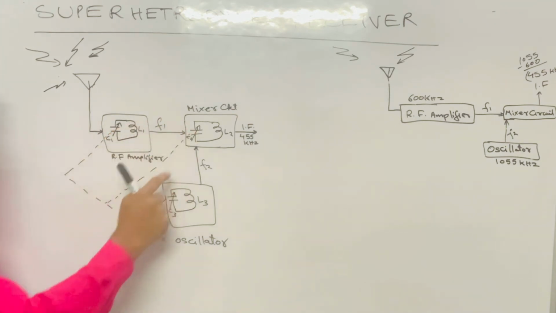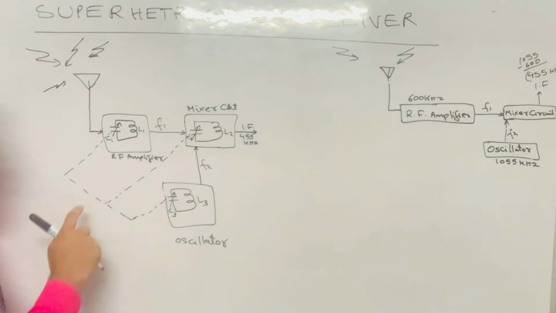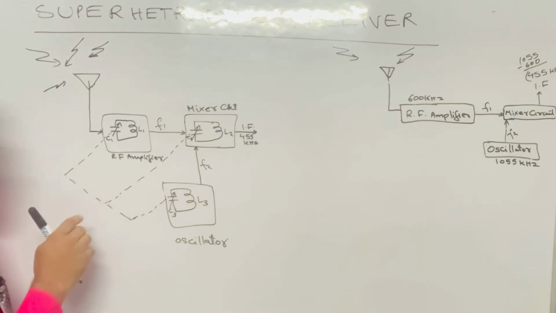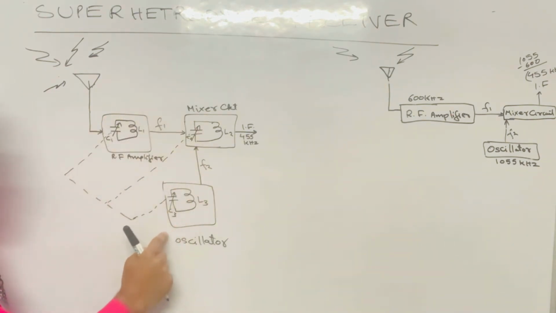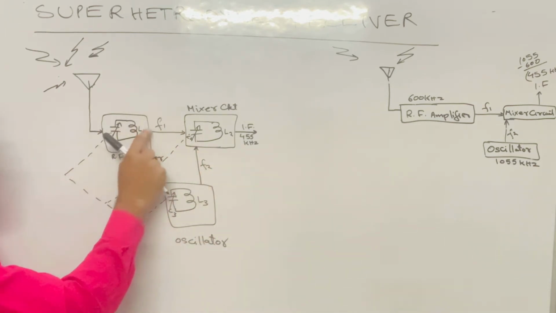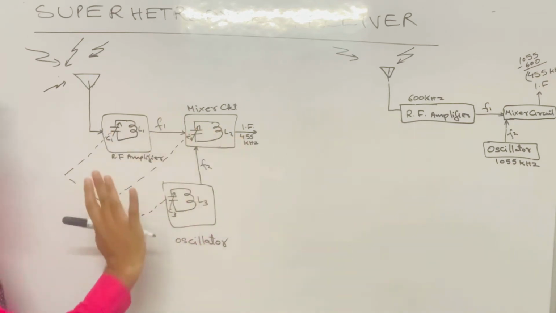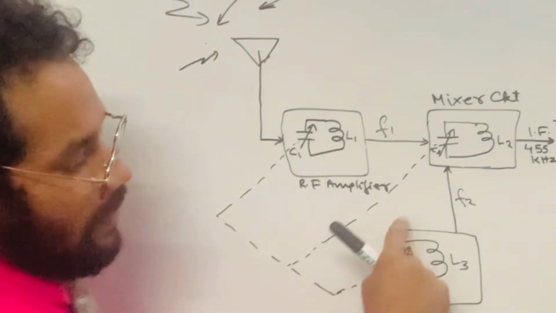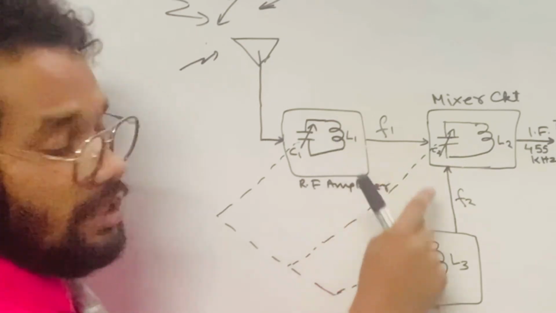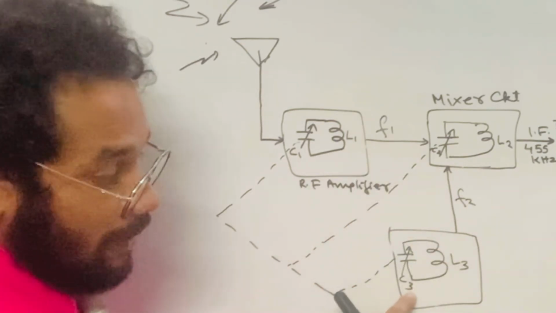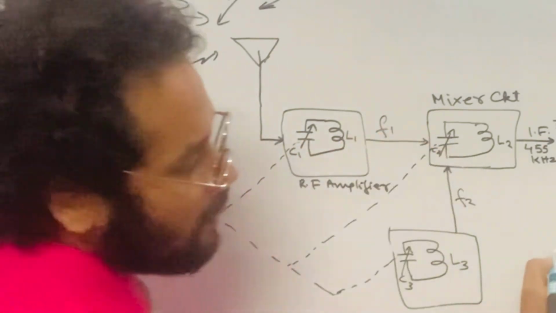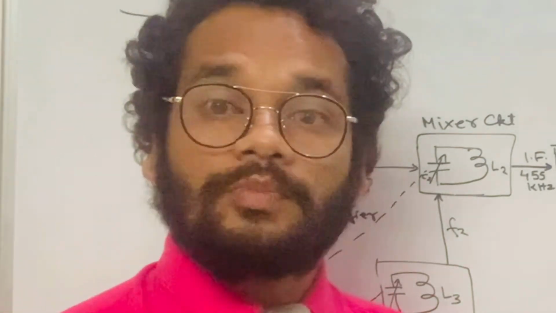These are called gang capacitors. What are they called? Gang capacitors. Why? Because they are connected in a group, or in a gang, hence the name. Now the circuit is designed such that the local oscillator will always produce a frequency which is higher than the selected radio frequency F1, by how much? 455 kilohertz. So if the local oscillator has to produce a higher frequency compared to F1, the variable capacitance C3 should be lesser than C1 and C2.